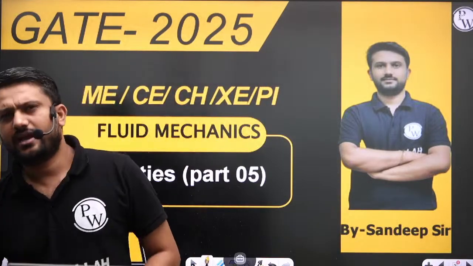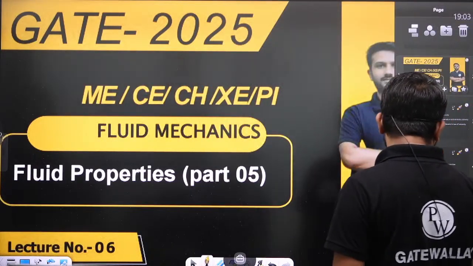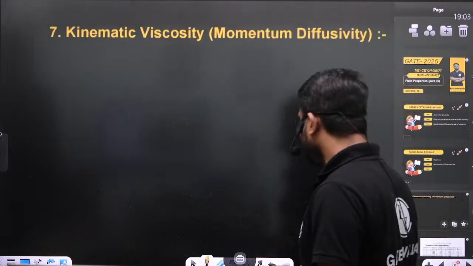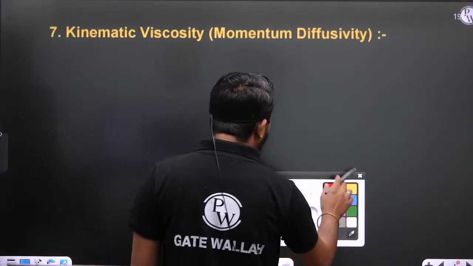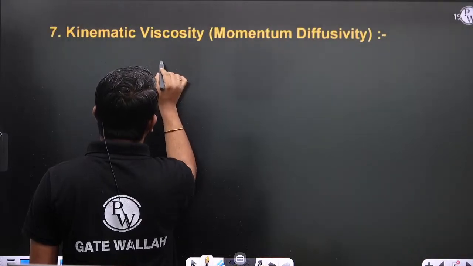In the previous class, we discussed kinematic viscosity, right? We started the application of Newton's law of viscosity, and we discussed, I think, one or two cases. So what is kinematic viscosity? Kinematic viscosity is denoted by the Greek letter nu.